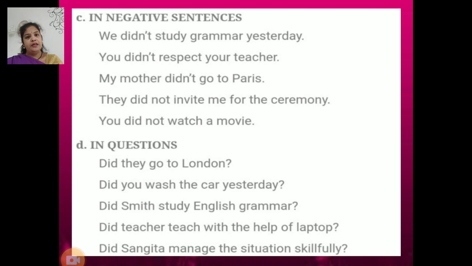Okay, let's look carefully at how we use simple past tense in questions. Did they go to London? Did you wash your car yesterday? Did Smith study English grammar? Did the teacher teach with the help of a laptop? And did Sangeeta manage the situation skillfully?